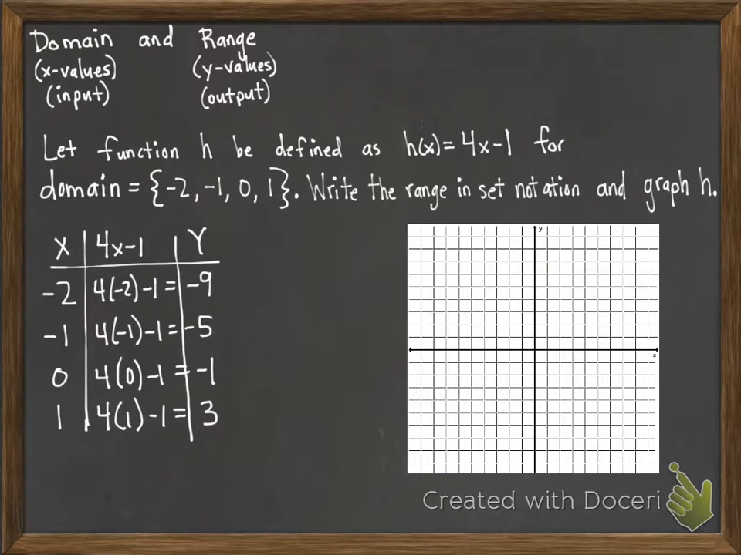First, let's list the range. Since all of these numbers that we got back for y are our range, we're going to put them inside of the squiggly brackets. Then we can graph each pair of x and y as a point, using those as the coordinates for each point. So -2 and -9 are the x and y coordinates for the first point, and so on.